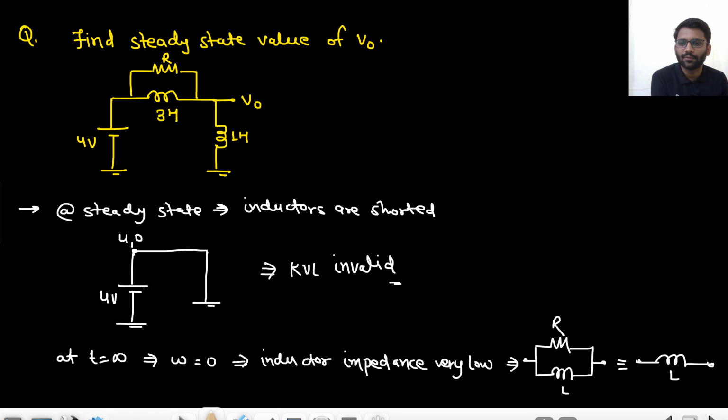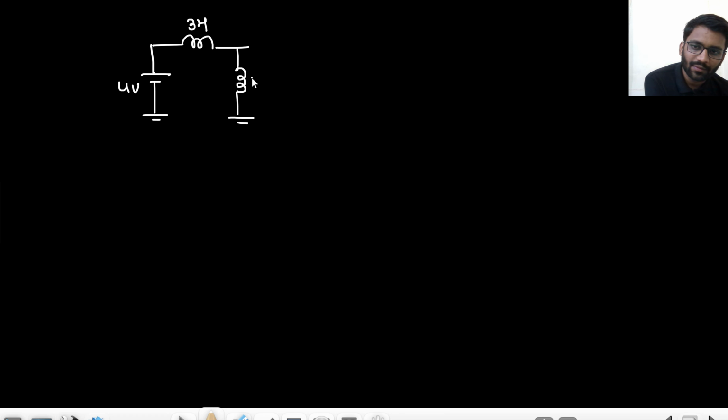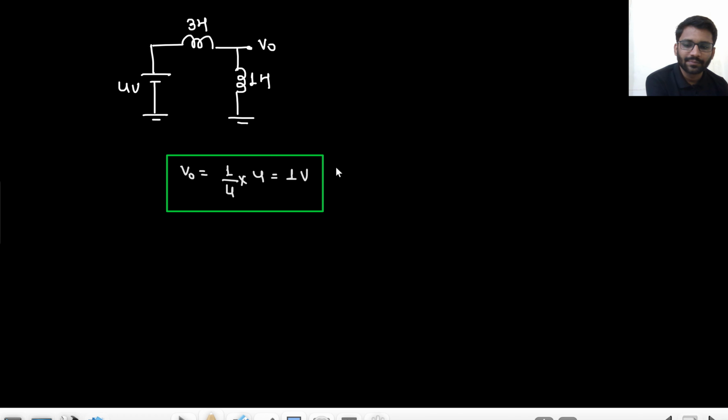So here I am having 4 volt here. Three Henry here, 1 Henry here, right? This is your V naught. So V naught at steady state would be 1 by 4 into 4. That means 1 volt. So this is your answer, steady state.